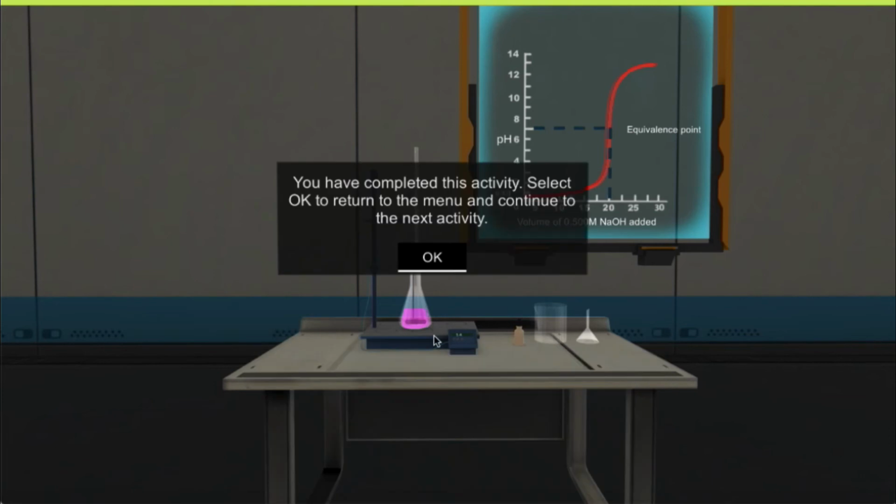You have completed this activity. Select OK to return to the menu and continue to the next activity.